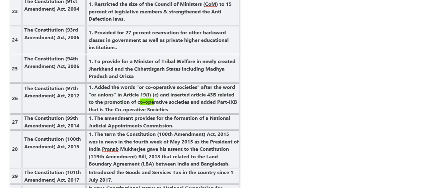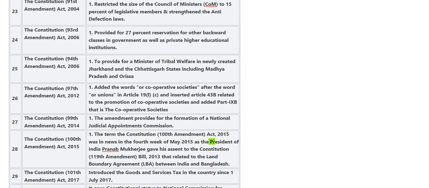26. The Constitution 97th Amendment Act, 2012. Added the words "or cooperative societies" after the word "unions" in Article 19(1)(c), inserted Article 43B related to the promotion of cooperative societies, and added Part IXB, that is, the cooperative societies. 27. The Constitution 99th Amendment Act, 2014. The amendment provides for the formation of a National Judicial Appointments Commission.